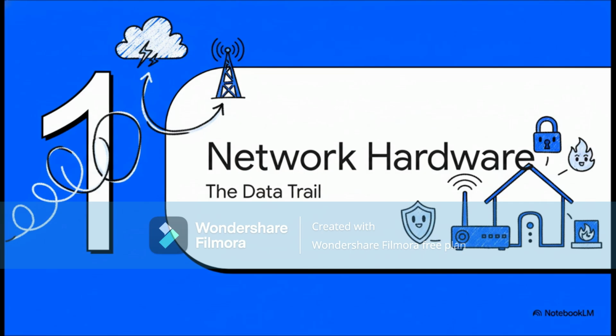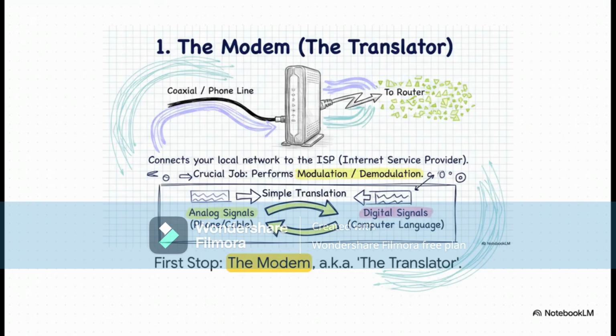So our little data packet has left the internet and it's heading towards your house. But to get inside, it has to get past some very important gatekeepers. Let's meet the first one. First stop is the modem, and a great way to remember its job is to think of it as the translator. Why? Well, the signal that comes to your house from the internet, through phone lines or cables, is an analog signal, kind of like a smooth wave. But your computer only understands digital signals, which are clear on and off pulses, like a light switch. The modem's whole job is to translate between these two different languages.